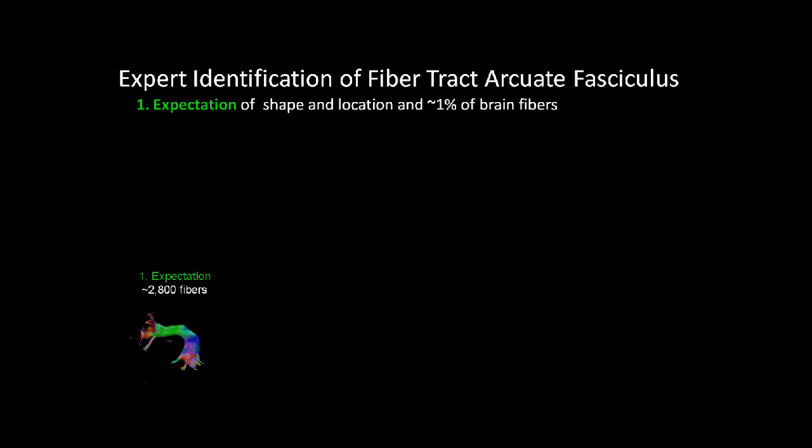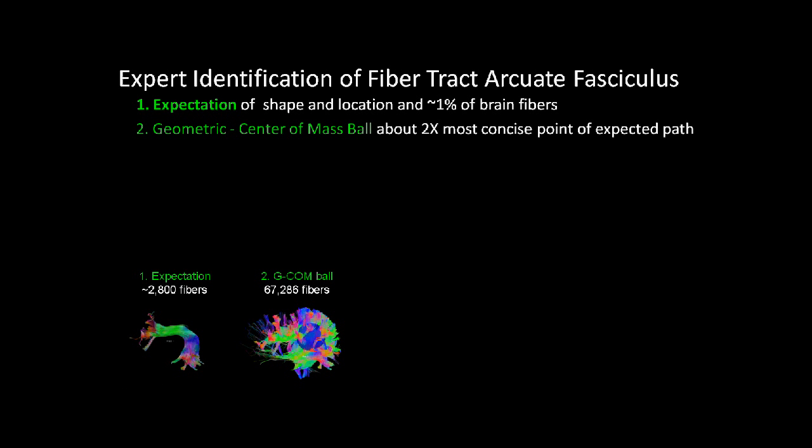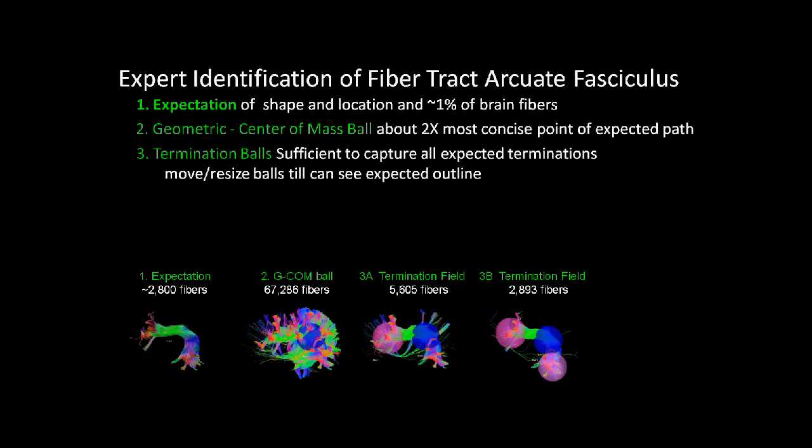The first thing is the expectation. In this case, we would expect about 1% of the brain fibers to be the arcuate fasciculus, 2,800 fibers of our set. Then identify the center of mass of where we expect that fiber path to go through, and create a ball that's, say, 2 times the size of the expected fiber path, so that we'll be sure to reach it. Then typically identify termination balls where you expect these fibers to pop out and end within that process. And you tell the system now to do an AND of those operations.